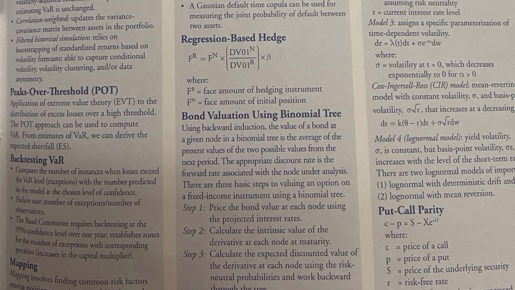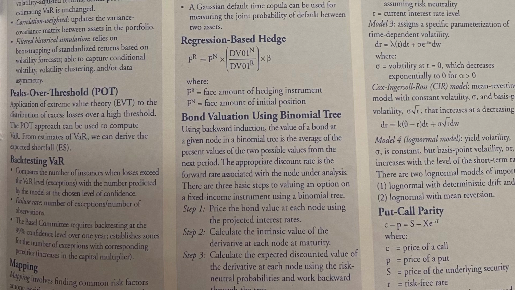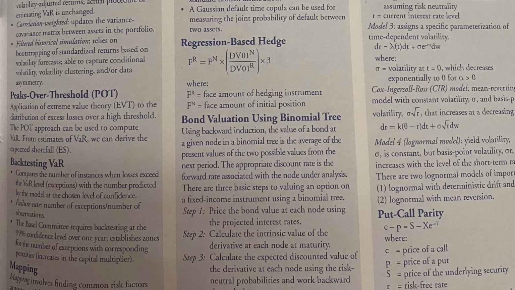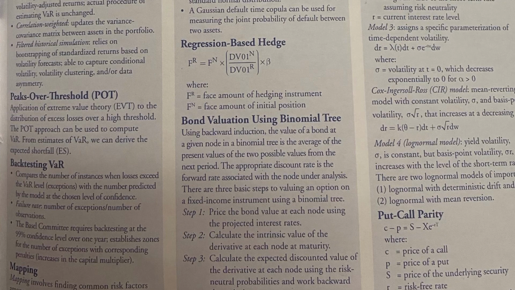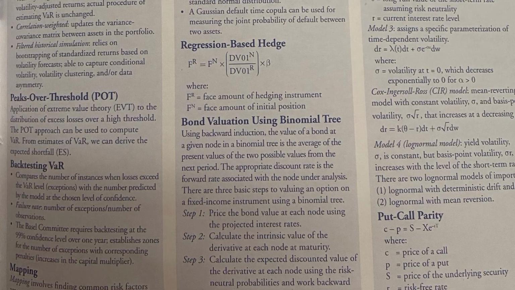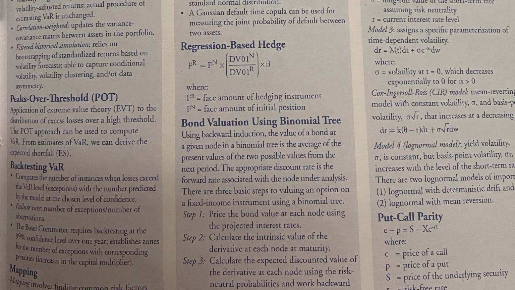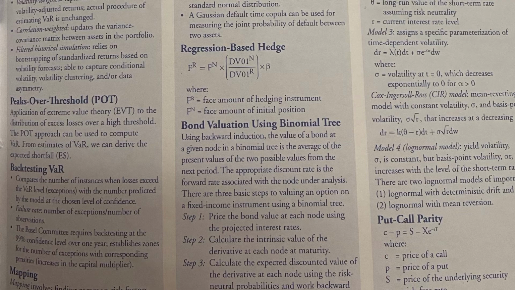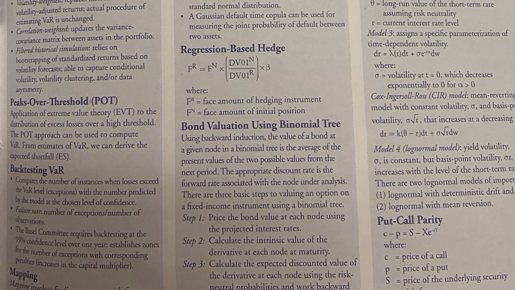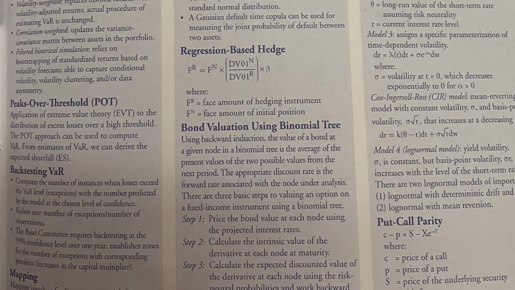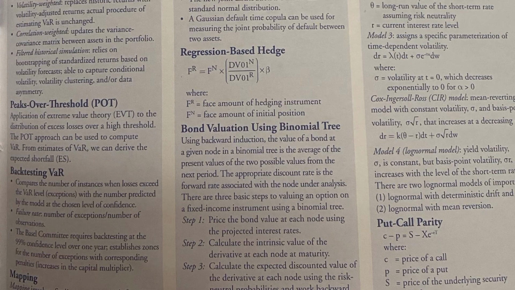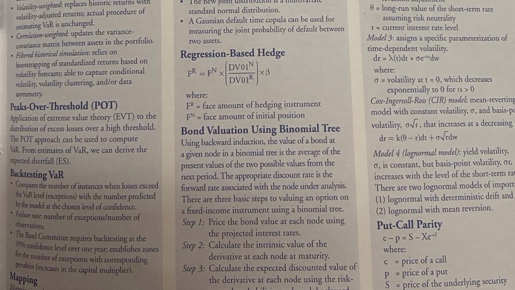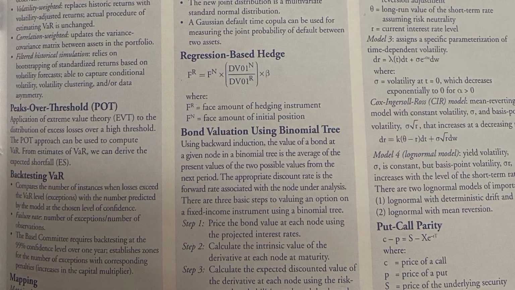Model 4 is a log normal model. Yield volatility sigma is a constant, but basis point volatility sigma r increases with the level of short-term rate. There are two log normal models of importance: log normal with deterministic drift and log normal with mean reversion. Now put call parity is P plus S equals C plus X times e raised to minus RT.